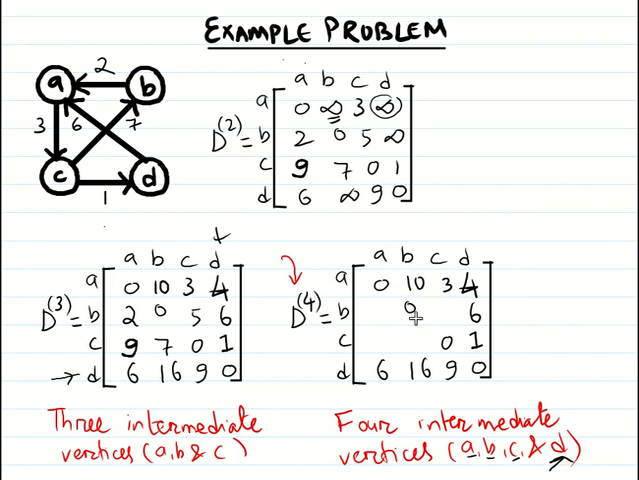This is 3, not updated. This is 2, this is 0, this is 5 and this is 6. You can investigate on this, they will not be updated.